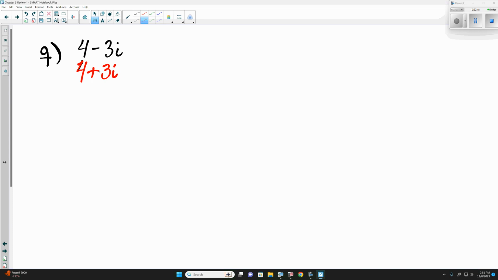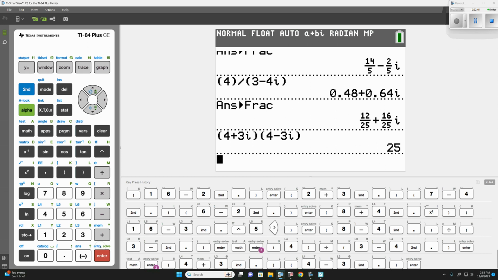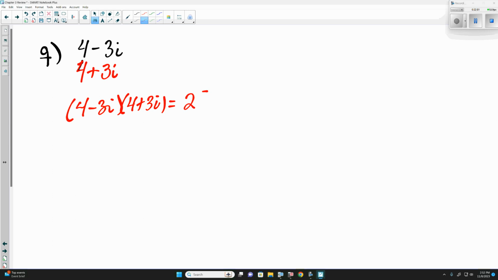And we change the sign in front of i and find their product. Product is which operation? So we multiply them together. And again, we can do this in a calculator. 4 plus 3i times 4 minus 3i is 25. So the complex conjugate for this one here is 4 plus 3i. Its product is 25. And that's it.